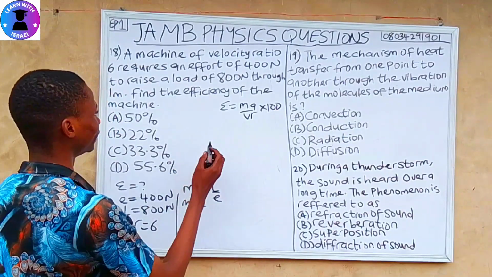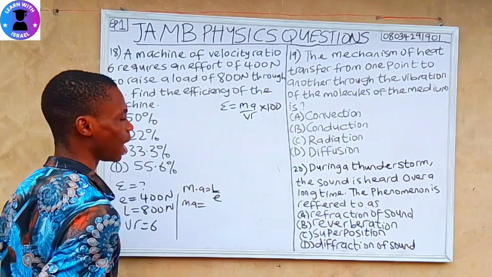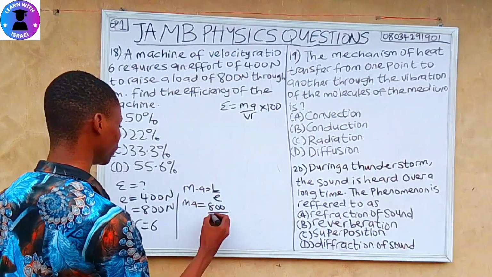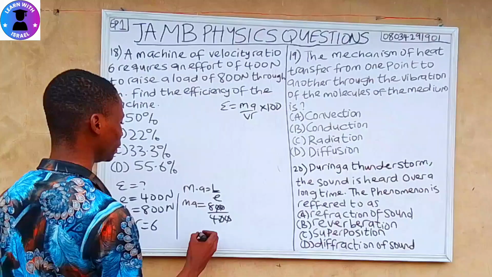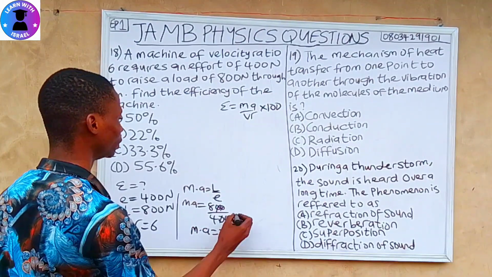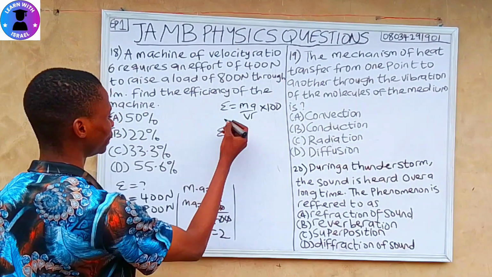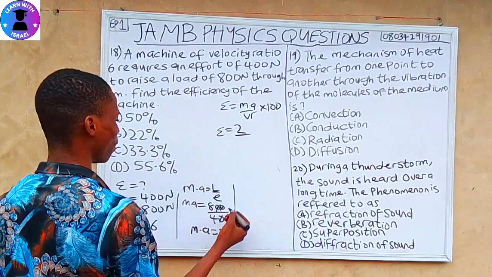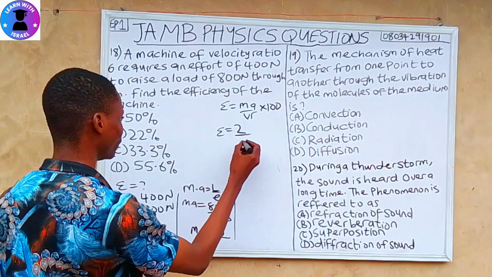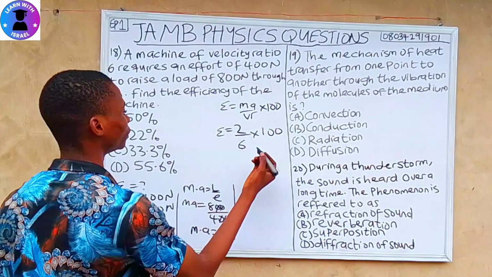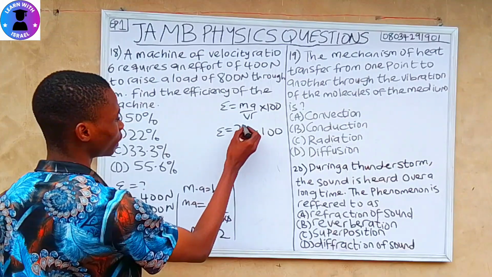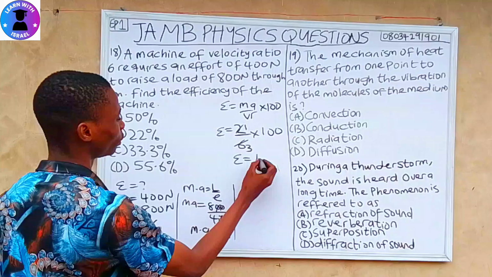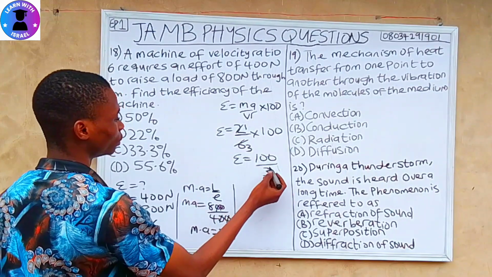To calculate efficiency, we need to know our mechanical advantage. So our load is 800 and our effort is 400. 800 divided by 400 is 2. So our mechanical advantage is 2. We can now proceed to solve. Our efficiency equals our MA, which is 2, over our VR, which is 6, multiplied by 100. So 2 cancels 2 to give 1, and 2 cancels 6 to give 3. We are now left with 100 over 3.